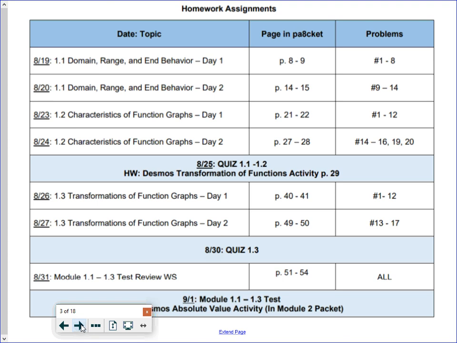So let's keep on going. When you open your packet, the first thing you see is the calendar for Module 1. We have the published homeworks as well. I don't know why there's an 8 in packet, but it should just say packet. So it tells you the homework assignments, what numbers you should do, when the quizzes are, and when the tests are. We give you everything laid out right here inside your packet.